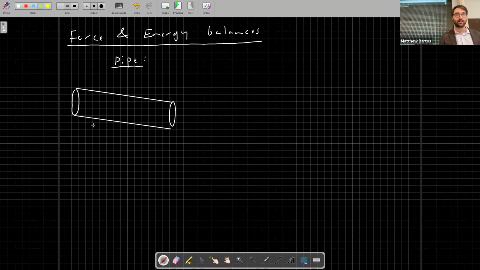Let's say this angle here is given by theta. We have a length of pipe, which I'll call delta x. All right, so what are the forces acting on the fluid in the pipe? Let me just draw that fluid. What are the forces acting on the fluid in the pipe?